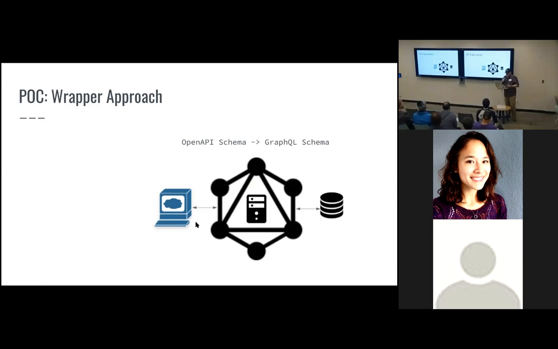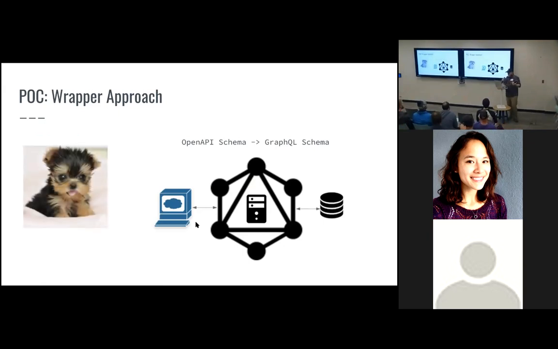The next one is the wrapper approach. This is the one we're going to focus on most today. This is basically just taking the OpenAPI schema of the API and turning it into a GraphQL schema. It's just a wrapper around your API, basically. Level of effort, it's pretty small. It's a teacup Yorkie, not very large effort here.